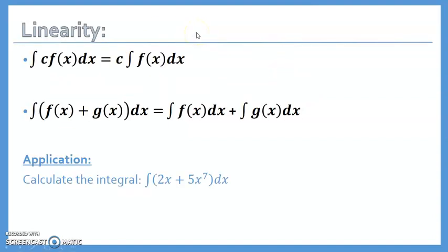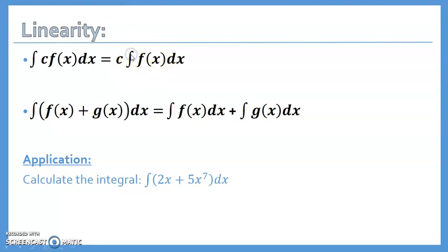Now we will link it to the linearity of integration. Since integration is also linear, then we have these two properties. The integral of c f of x, where c is a constant multiplied by another function, is equal to c times the integral of f of x. So you take the constant outside the integral and you just integrate the function.